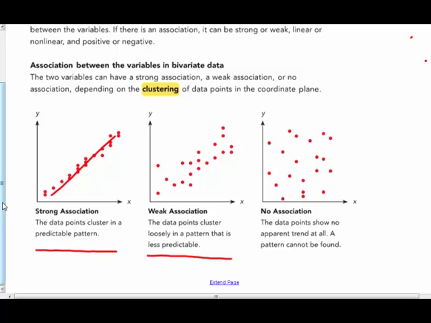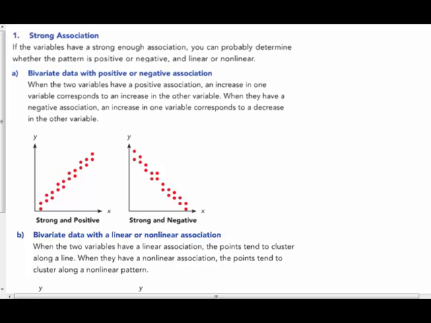Kind of in a pattern here. We can tell the points are going up as the x values go up. The y values go up here in the weak association. No association, I don't know what's happening between those data points. When you have strong association, you can probably determine whether the pattern is positive or negative and linear or nonlinear.